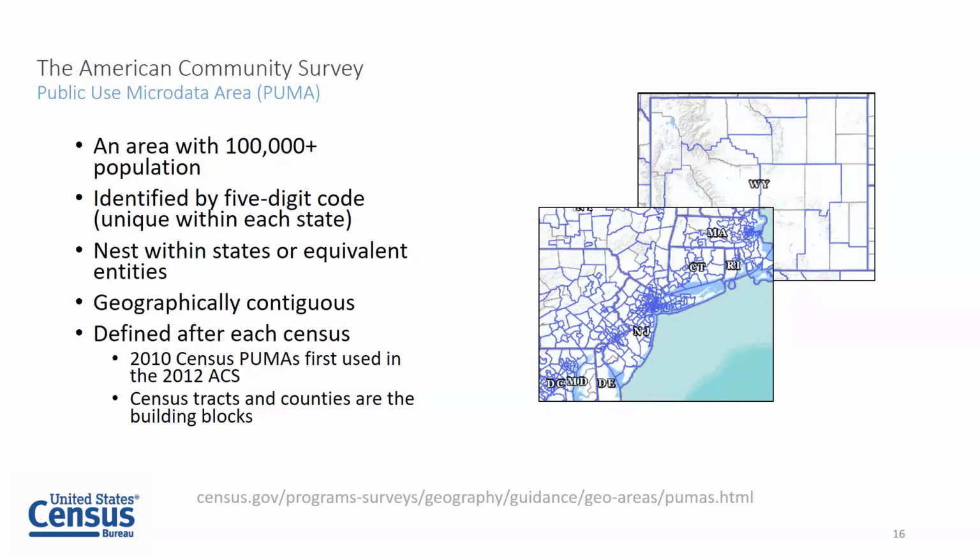And as with many geographic concepts, seeing PUMAs on a map may help you understand them better. So you can see the 2 maps on the right are shown at the same scale. And you can see most of the PUMAs in Wyoming are larger than the PUMAs in New Jersey. This emphasizes that PUMAs are truly built based on population and not on geographic size.